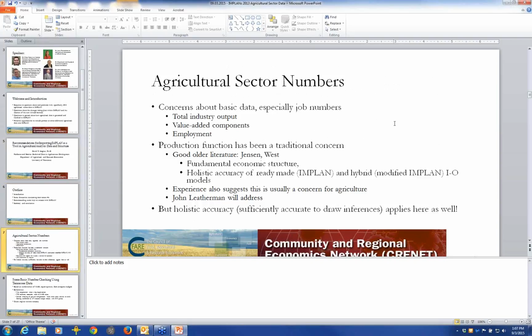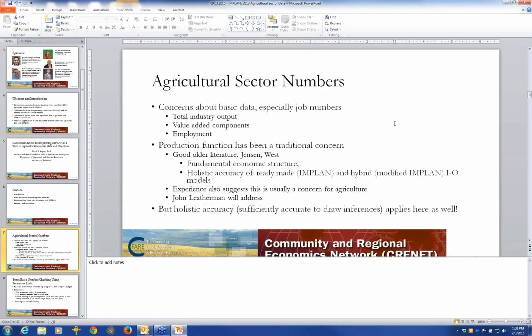Another major concept based on the literature is this idea of holistic accuracy, along with ready-made models, which IMPLAN is one, and hybrid models, which are modified ready-made models, such as a modified IMPLAN model. Ready-made models are where you apply regional controls to nationally based linkages, which is what IMPLAN does. And hybrids are when you take a model like that to your region and apply your own data, which at least in concept should be a superior or more accurate reflection of your local information, linkages and knowledge, as opposed to what you get stepped down from IMPLAN.